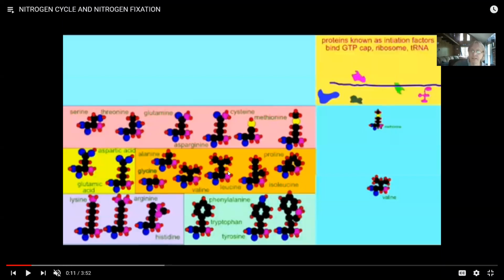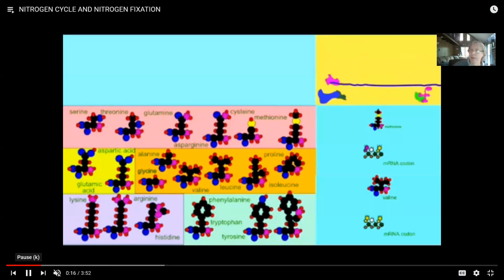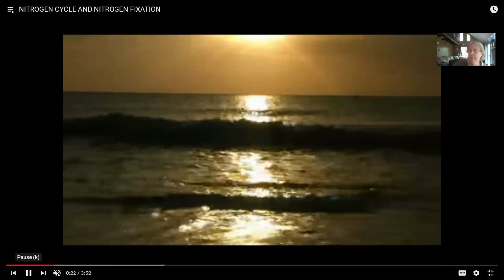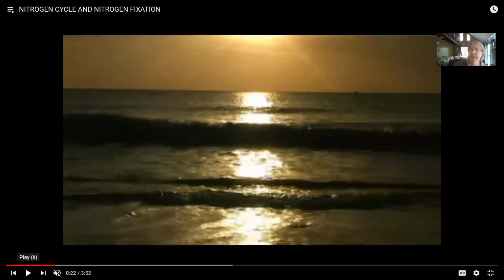You don't make protein without nitrogen. See these amino acids? All amino acids that make up proteins have an amino group, or more than one, and each amino group has a nitrogen atom. So as living things, if we have no nitrogen, we can't make DNA, we can't make protein, and we die. Okay, so nitrogen is something that living things need. Where do we get it?